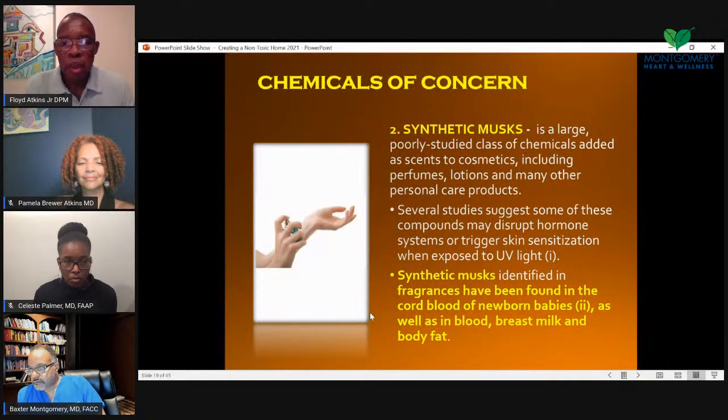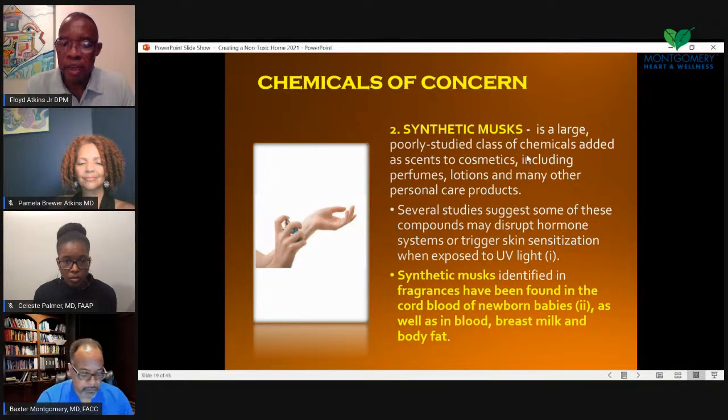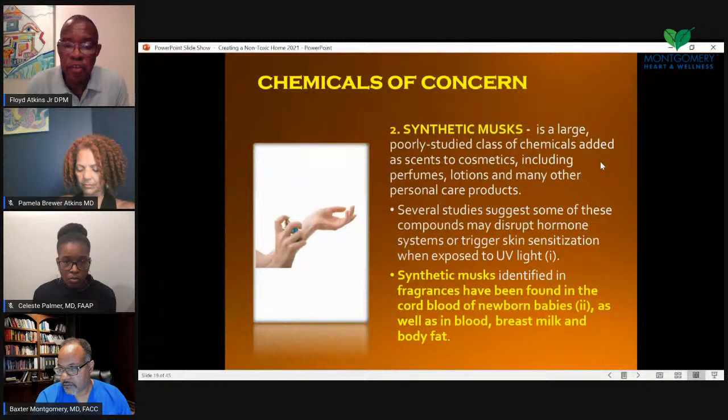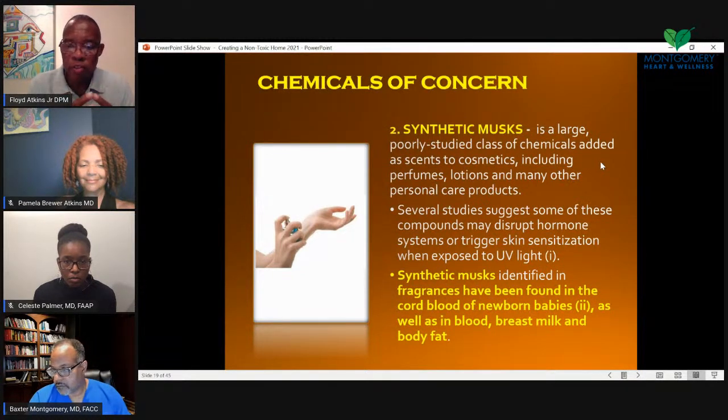Synthetic musk. We use the term musk, but they label it that way. It's not really musk because it's really from a chemical source. They're a poorly studied class of chemicals. It's added to cosmetics, perfumes, lotions. But they disrupt hormones also. They trigger skin sensitivity to UV light. They are identified as fragrances that are found in the cord blood of newborns. So everywhere you go, you're going to find a synthetic musk.